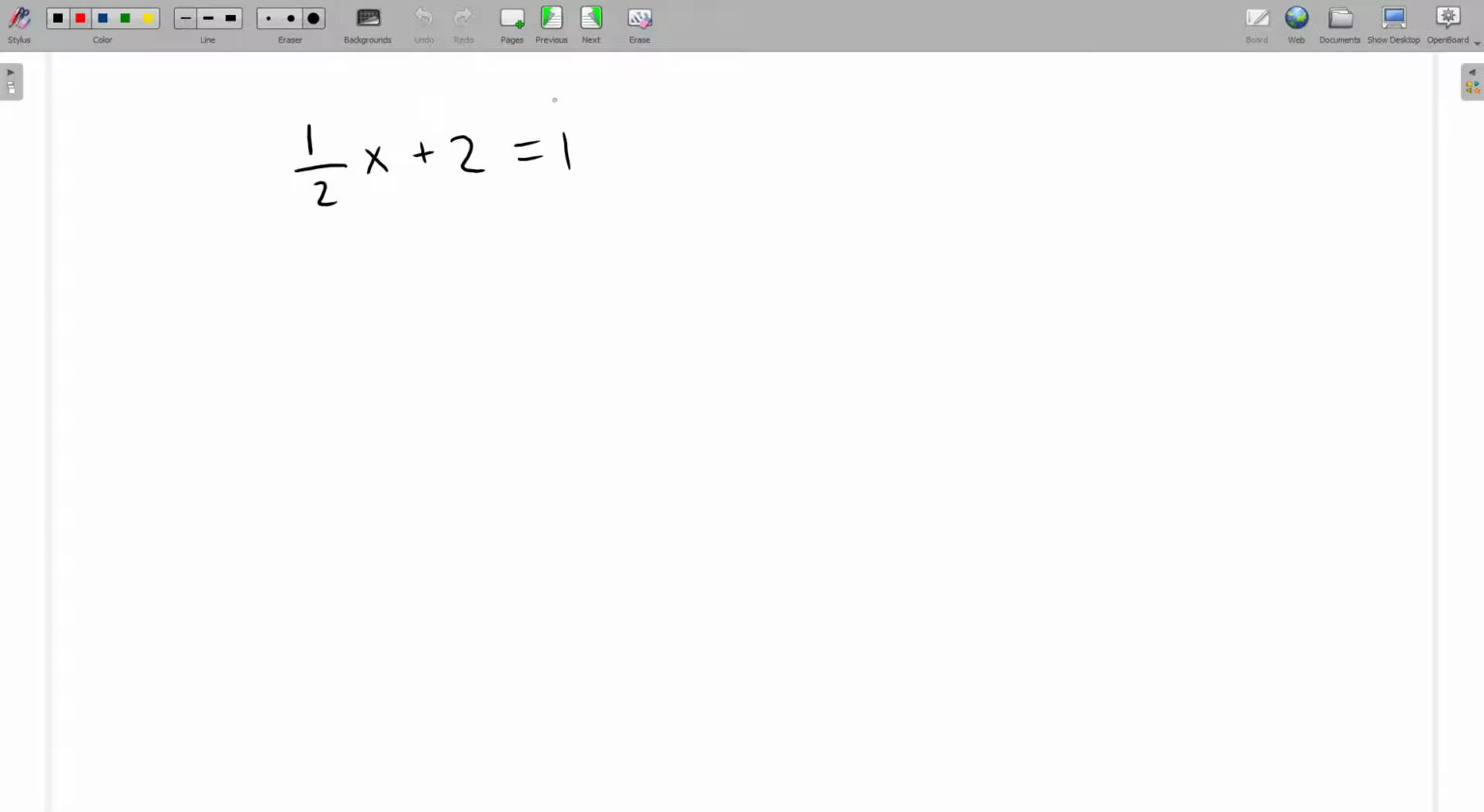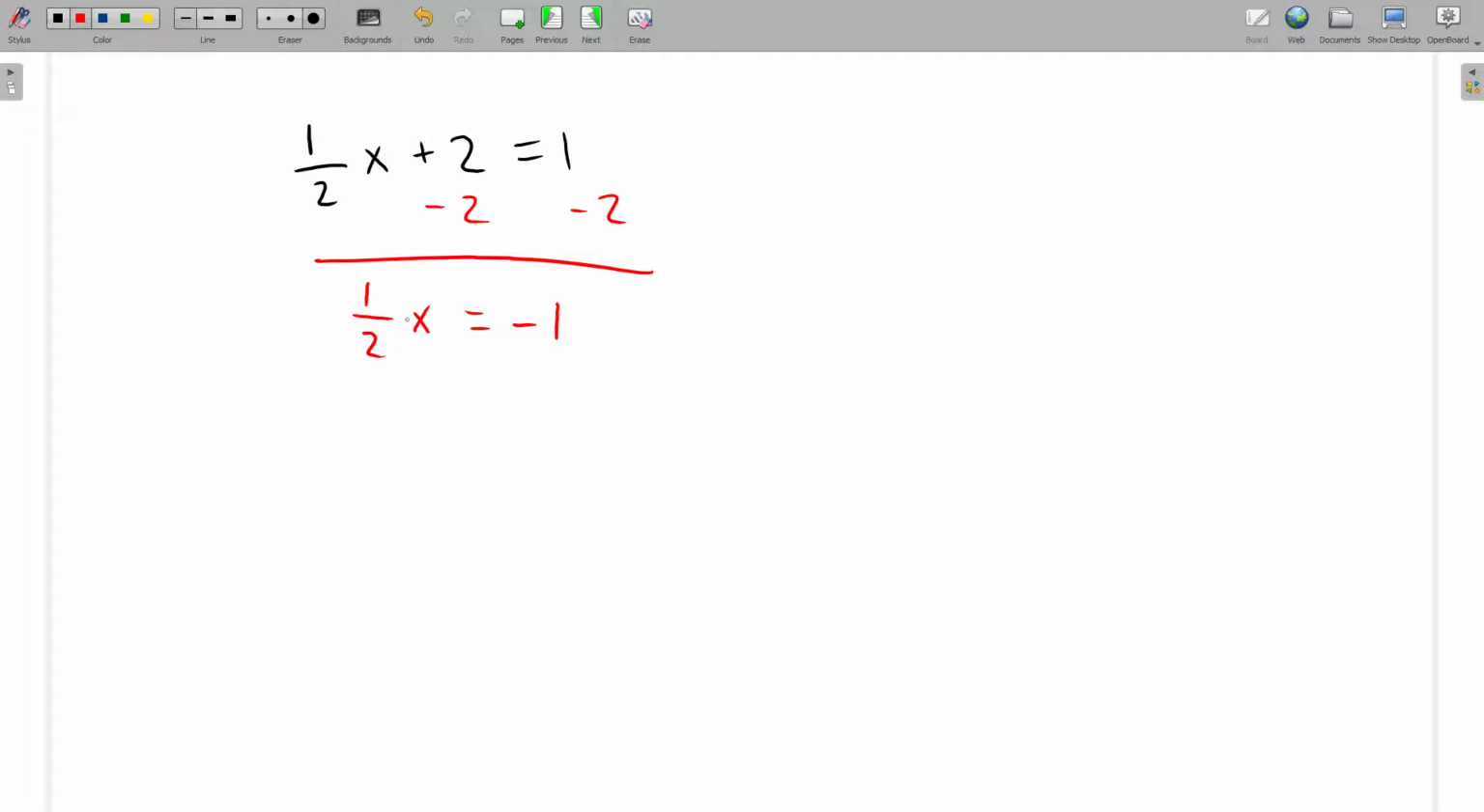There's nothing to multiply like in the second example, but there is a 2 that does not have an x. So this 2 that does not have an x, we want to move to the other side. It's plus 2, so I want to subtract 2. Subtracting 2 from both sides, we still have this 1/2 x equals, because the 2 and negative 2 will cancel, and 1 minus 2 is negative 1.